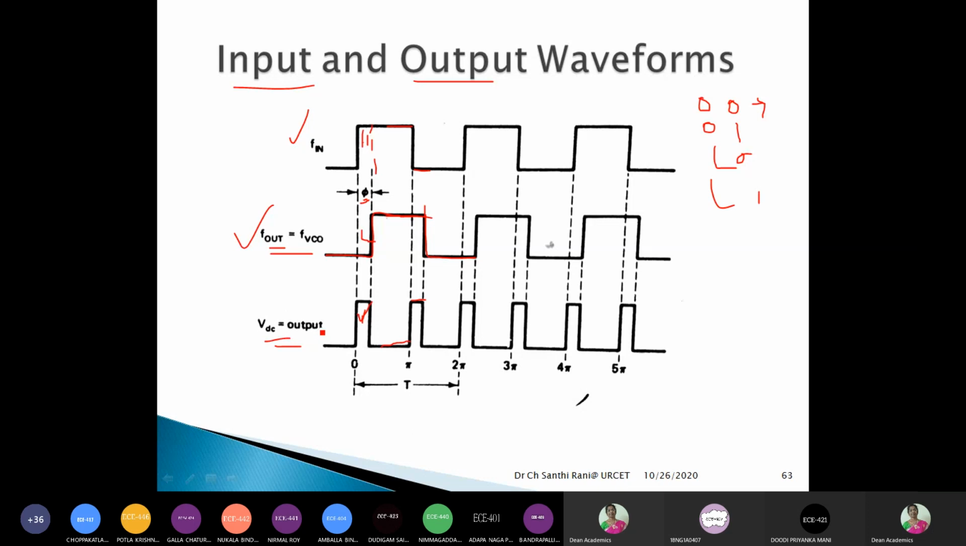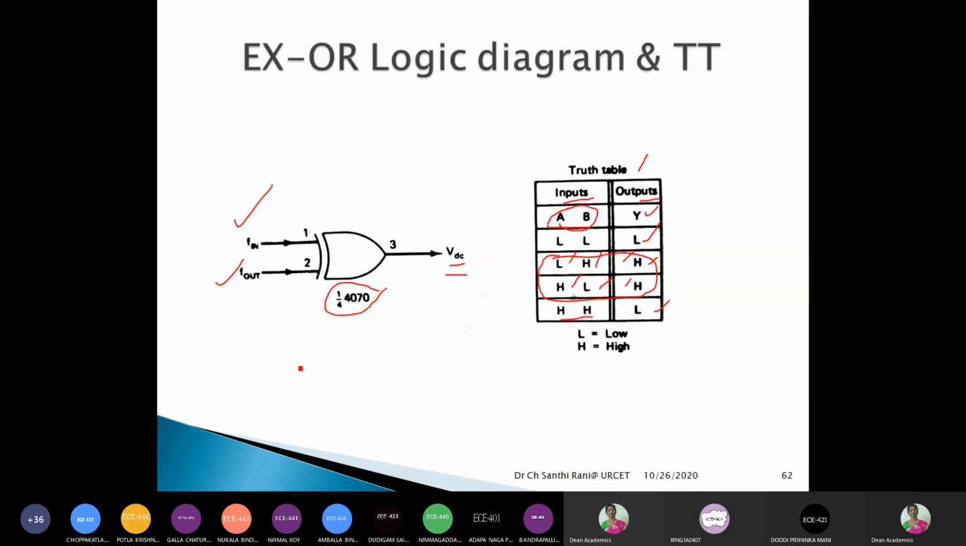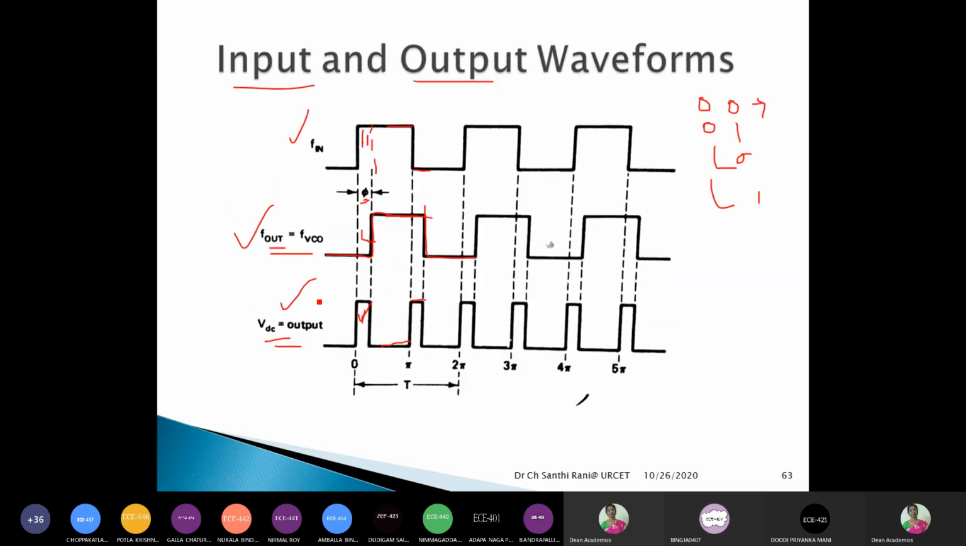So VDC equals the output voltage. This is for 0 phase difference, then pi, 2 pi, 3 pi, 4 pi, like that. Otherwise, the waveform at the output of this exclusive OR gate is given like this. So this is F in, the square wave, and F out, another square wave with some delay. Accordingly, the output waveform will be like this. So this is the exclusive OR detector.